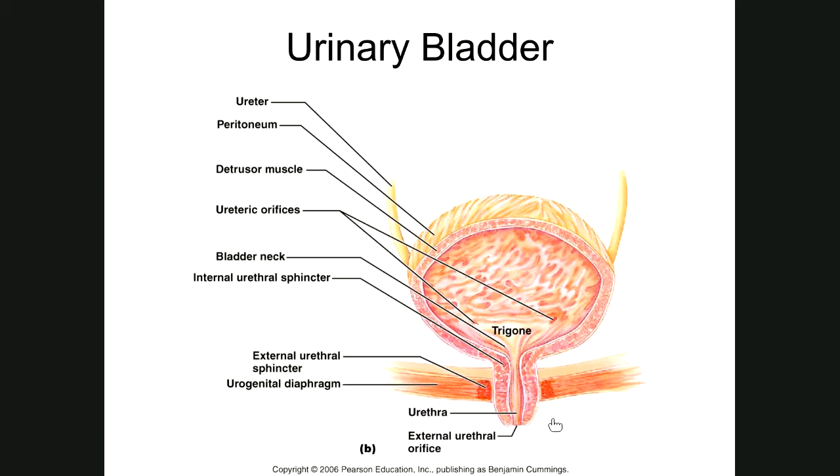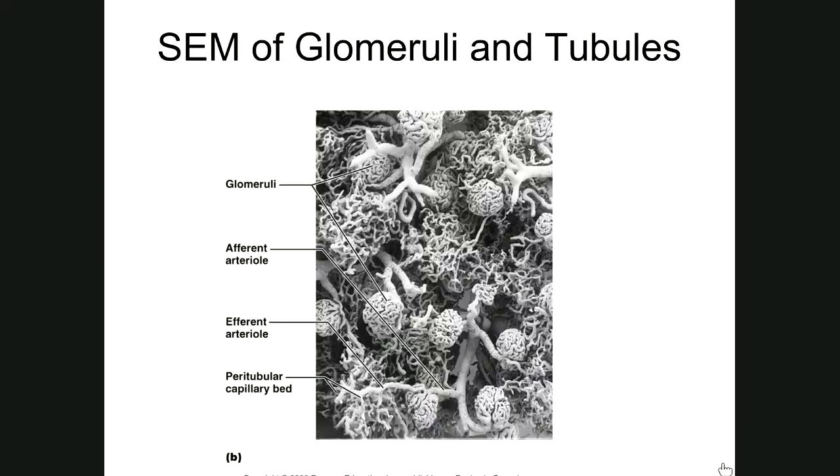Now, I put one more slide on here. This is an electron micrograph. It's like a scanning electron micrograph. And you can see these glomeruli, little capillary balls here, and you can see the little blood vessels, probably afferent and efferent. Afferent coming in, efferent going out. So you can see that on this picture. I just put that for your viewing pleasure. And that's the end of this lecture.